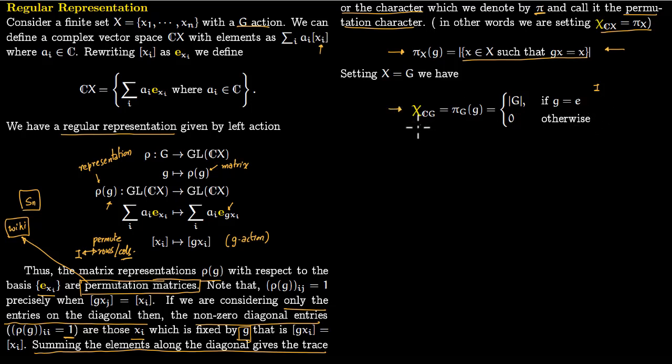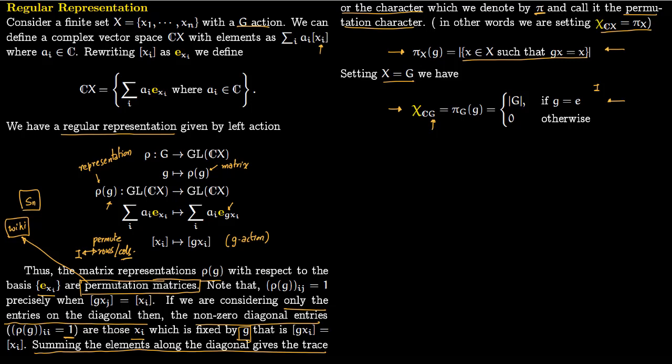So this is important. Notice that we are talking about CG here, not general CX. We are talking about just the group G. So notice this G here. It is not X, it is just X is G.